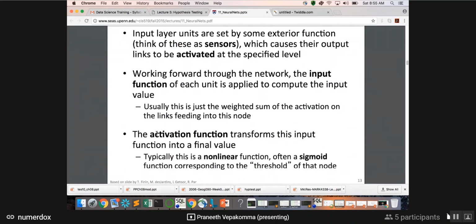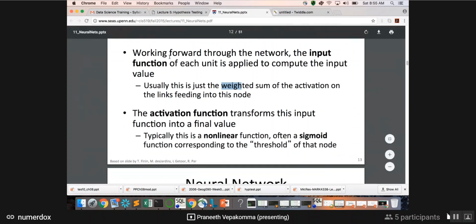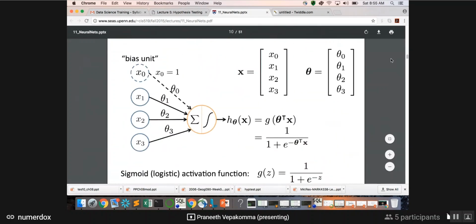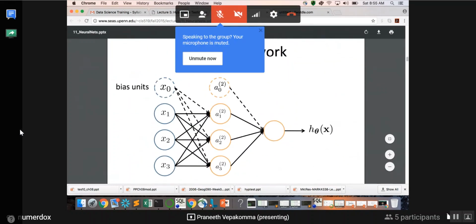What is the purpose of the activation function is an important thing. And what is the purpose of the input function, or what are your links doing? We've discussed this, but he has written it in English here. So the input function, right? Usually this is just the weighted sum of the activation of the links feeding into this node, which is clearly mentioned here. It's more explicit than English here. You're doing the theta transpose x. The weighted sum is what it is at every link.